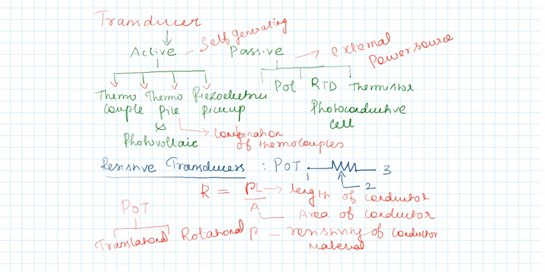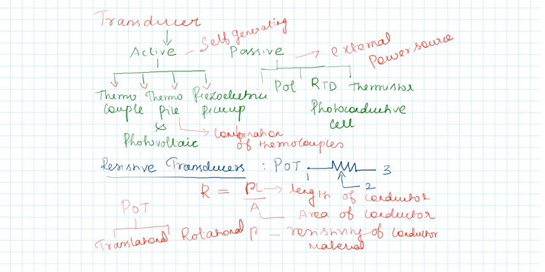Coming to passive, I have given some examples: potentiometer, RTD, thermistor, photoconductive cell. The potentiometer is the best example of resistive transducers. RTD is the resistive temperature detector. Then we have the thermistor, which is made up of semiconductor material. When we talk about the resistance transducer, we talk about the potentiometer. The main purpose of the potentiometer is measuring displacement.